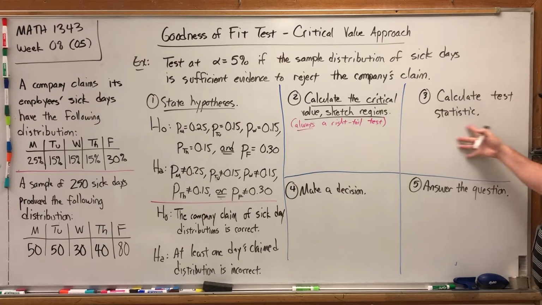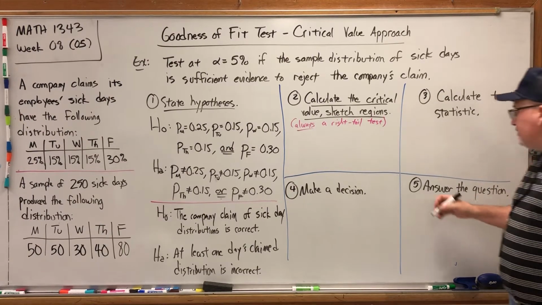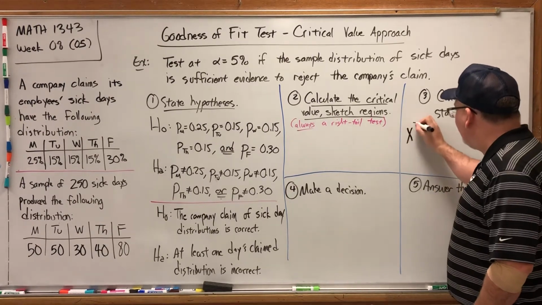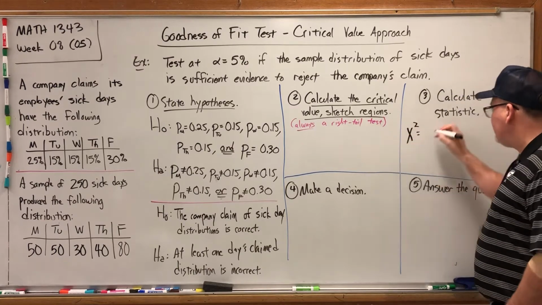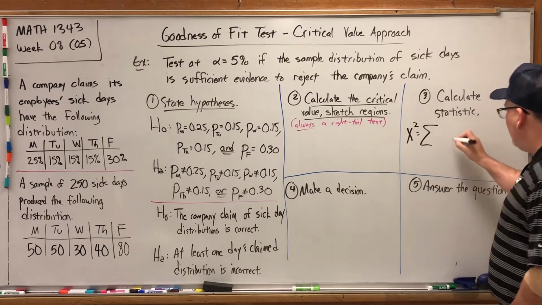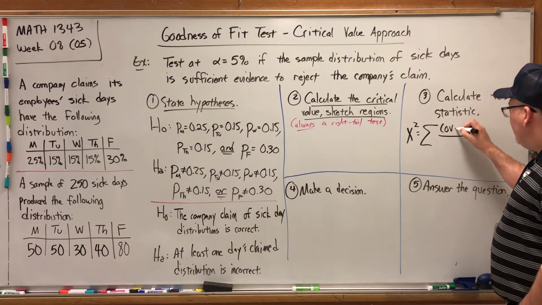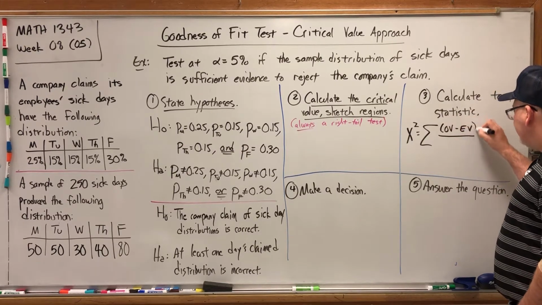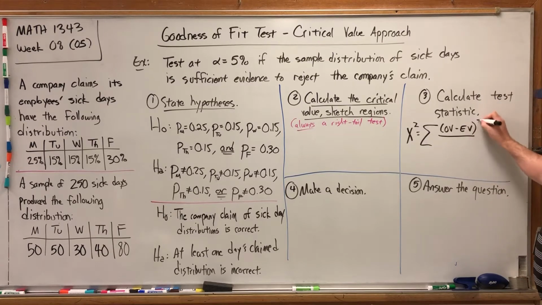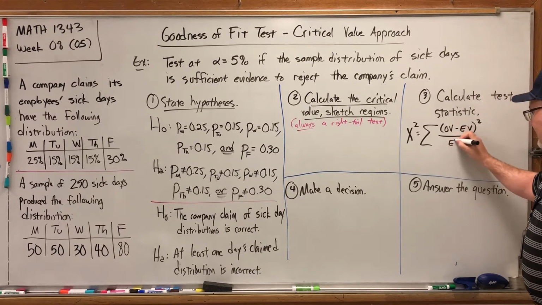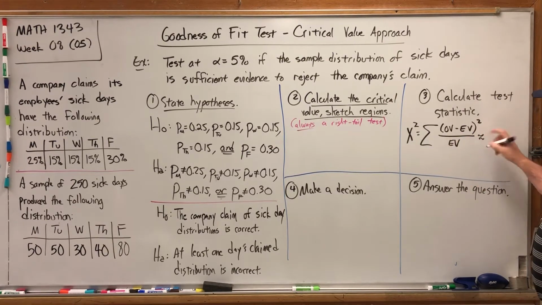Now clearly we're not going to recalculate everything we did in the previous problem, but I am going to go ahead and write the formula. We'll come back to this step in a second. It was the sum of some fractions. The numerator was observed value minus the expected value, and that difference was squared, and then that was divided by the expected value. And in the previous video we did that, and we got 8.6667. So let's go ahead and write that down.